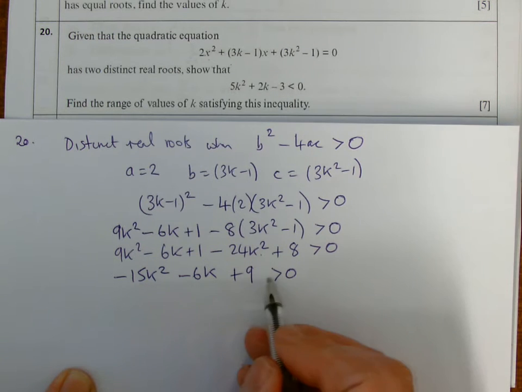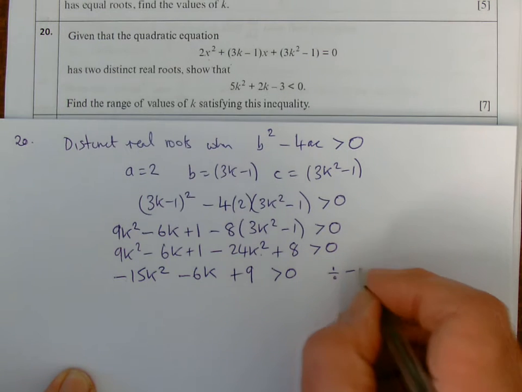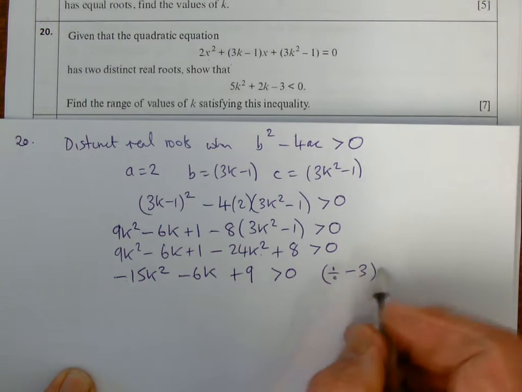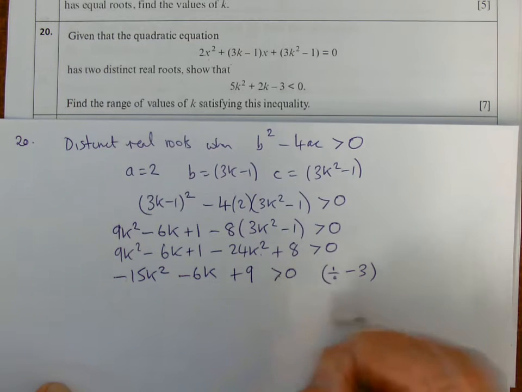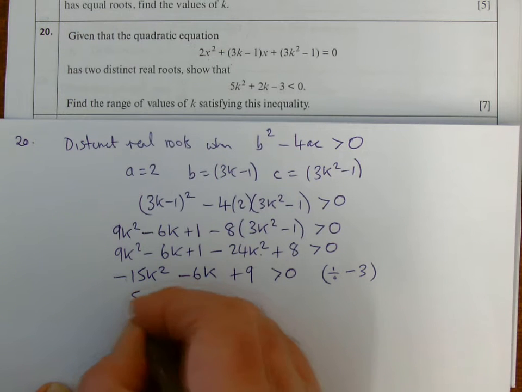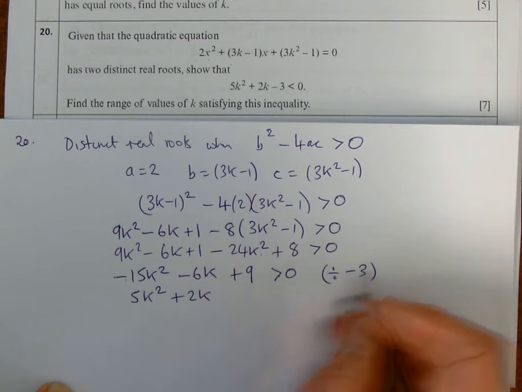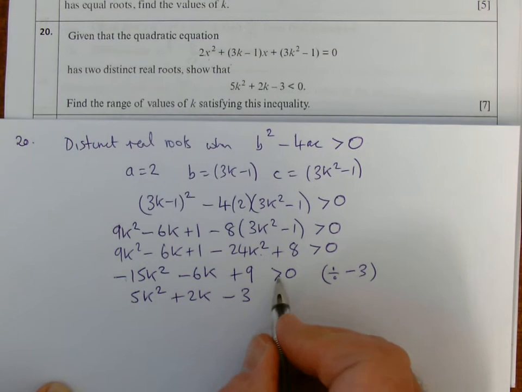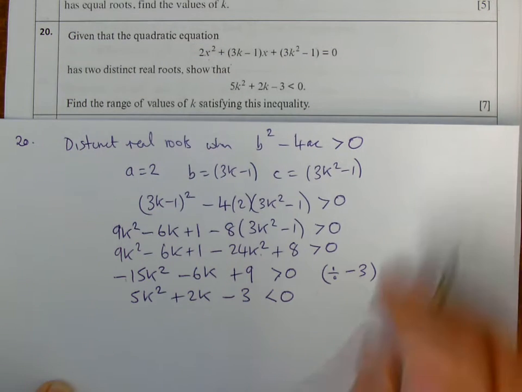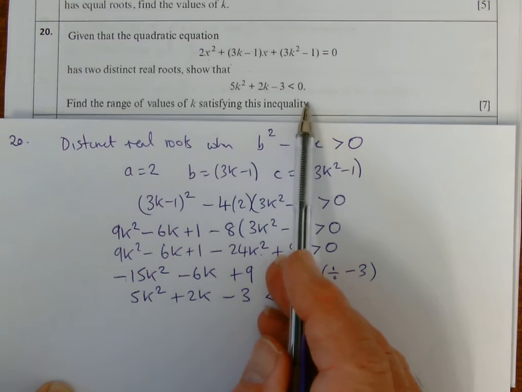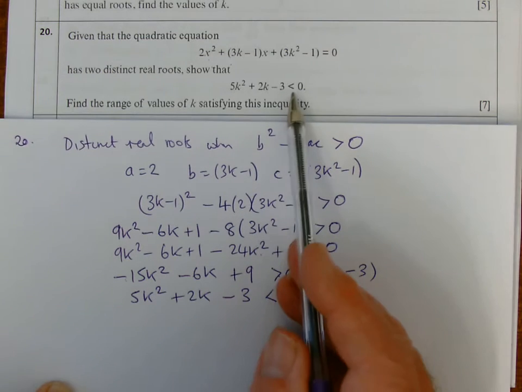Now 3 is a factor, and I want to change that minus to plus, so I'll divide by minus 3. So remember, when I divide or times by a negative number, the inequality will change the other way around. So minus 15 shared by minus 3 is plus 5. Shared minus 6 by minus 3 is plus 2. And 9 shared by minus 3 is minus 3. And that inequality now has to go the opposite way around, because I was dividing by a minus sign. And there's the condition. And now I want to find the values satisfying this inequality, so I'm solving this inequality.